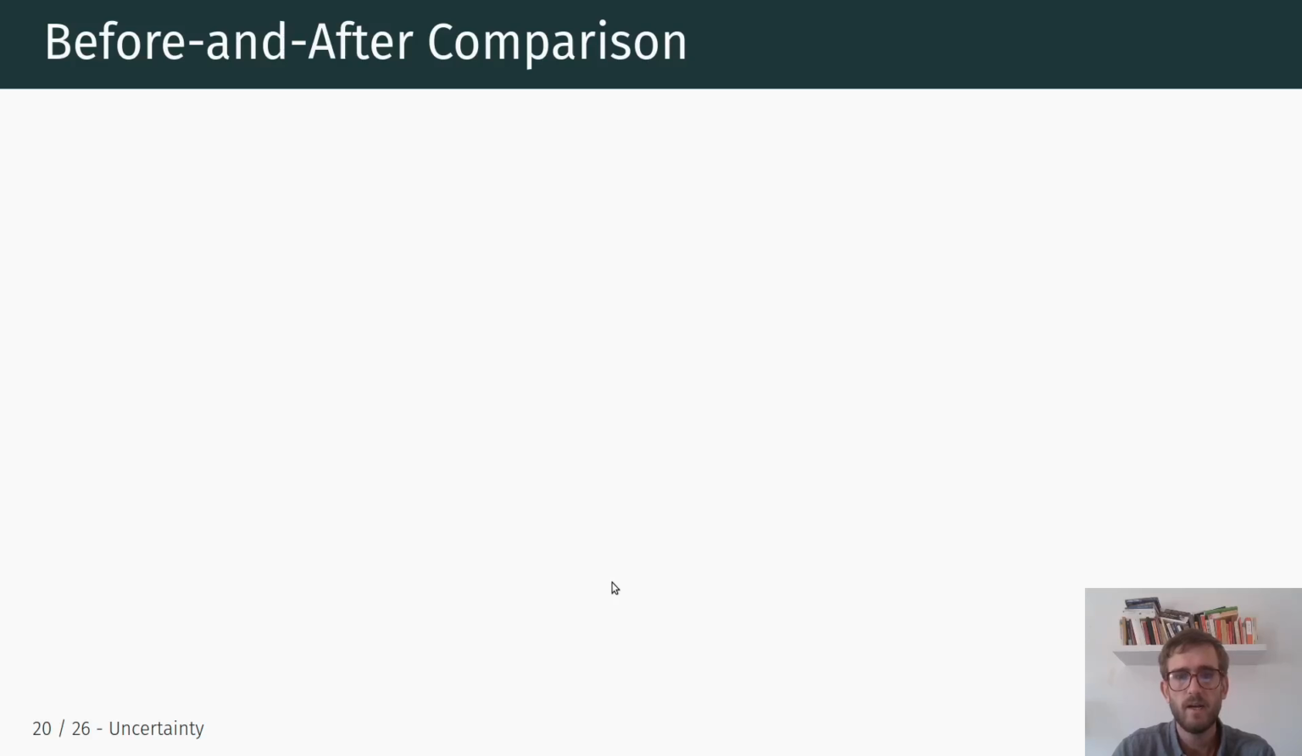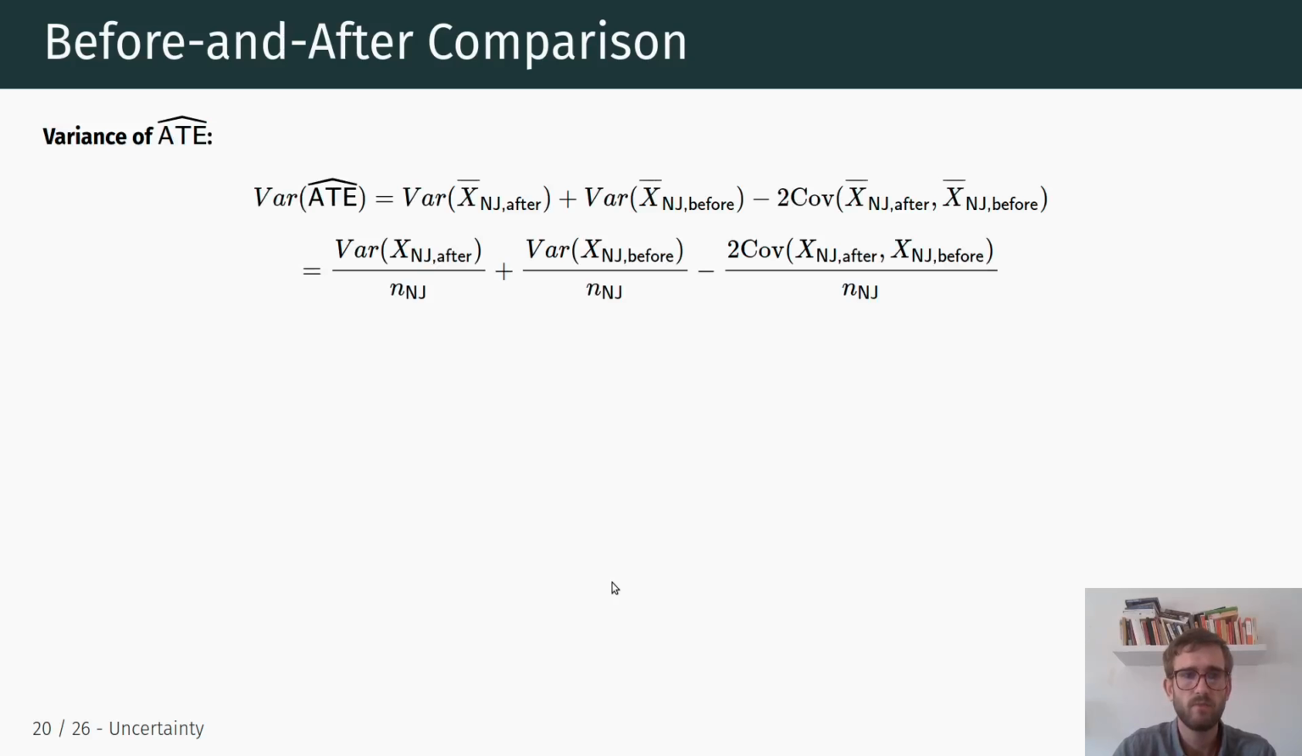Okay, now how do we do this for the variance of the average treatment effect in the context of the before and after comparison? Again, we have our variance of the average treatment effect as the variance of x bar for New Jersey after the minimum wage increase plus the variance of x bar for New Jersey before the minimum wage increase, minus 2 times the covariance of the x bars before and after. Okay.